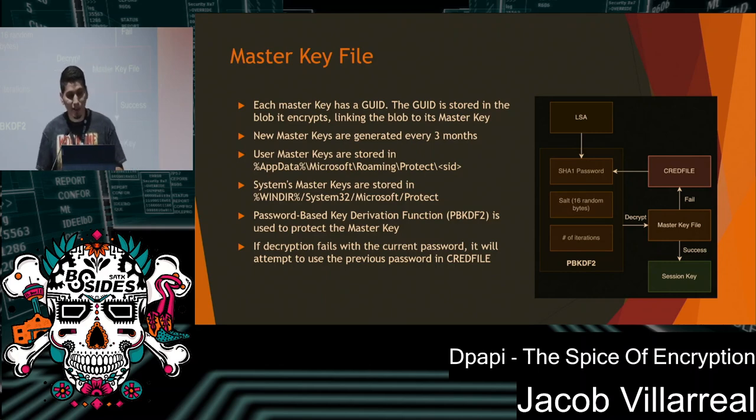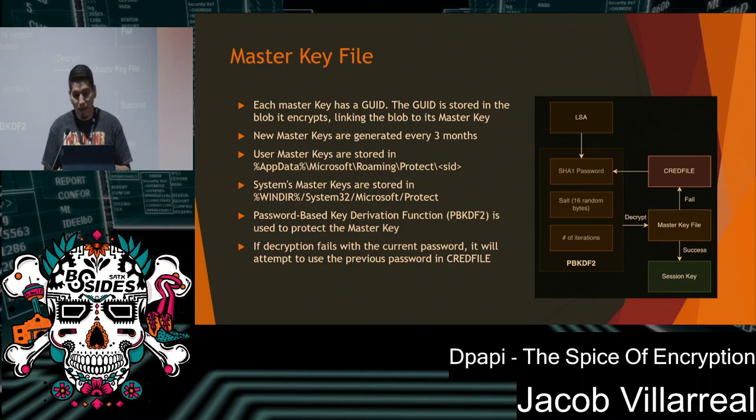But the way the master key is encrypted is it gets the password from the LSA process, which is always running whenever you're logged in. It uses that and puts it into a password-based key function, which also adds some salt and a number of iterations. With that, it creates or encrypts the master key. And the diagram on the side shows the process for decrypting it.